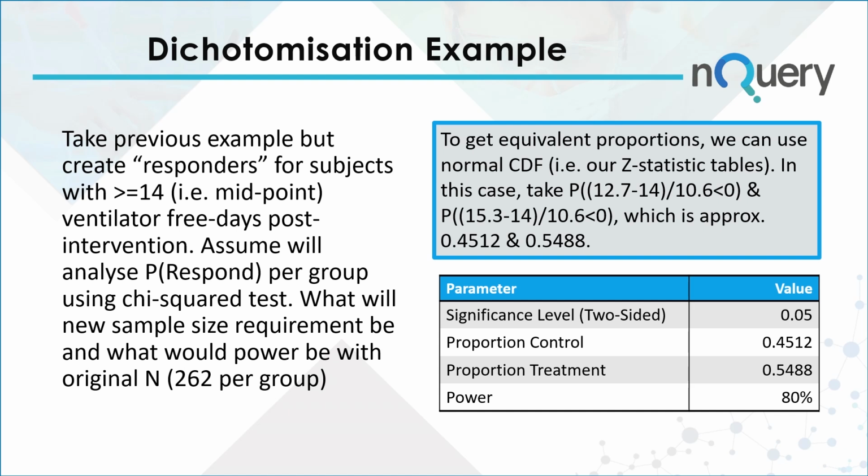So let's just assume that we were correct in our sample size calculation. We have two normal distributions with means equal to 12.7 and 15.3, and anyone who has a value below 14 will be called a non-responder, and anyone with a number of ventilator-free days greater than or equal to 14 will be called a responder. Greater than or equal to, in this case, just to split the tie, which does create a slight complication, but we'll ignore that for now.